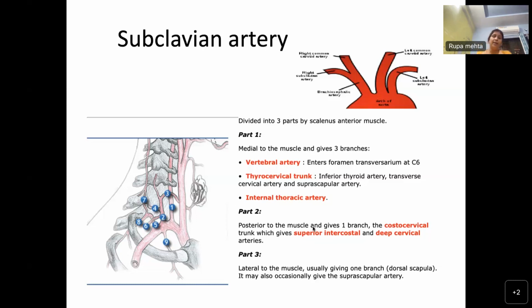Internal thoracic artery. Part 2 is posterior to the muscle and gives the branch costocervical trunk, which further divides into superior intercostal and deep cervical arteries. And part 3 is lateral to the muscle, which gives the dorsal scapular artery, at times the suprascapular artery.